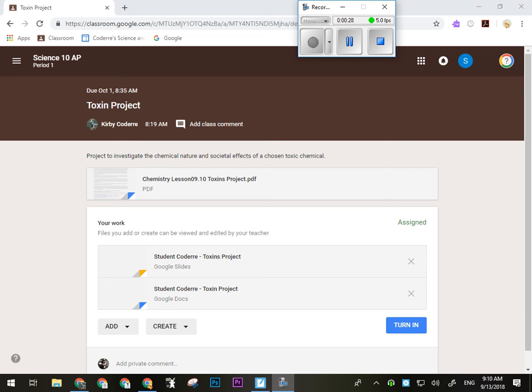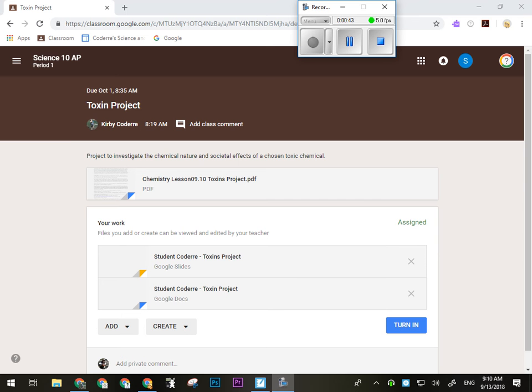And then the next thing is, what are the societal effects of this toxin? Okay. How does it affect kind of people in general? All right. And we'll talk a little bit more about what that means here in a little bit, but we're going to be looking at this chemical from two different perspectives.